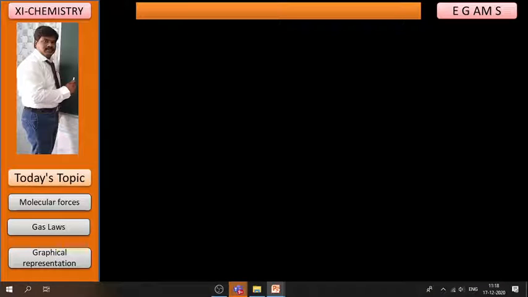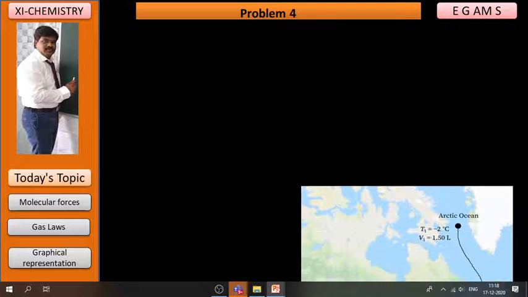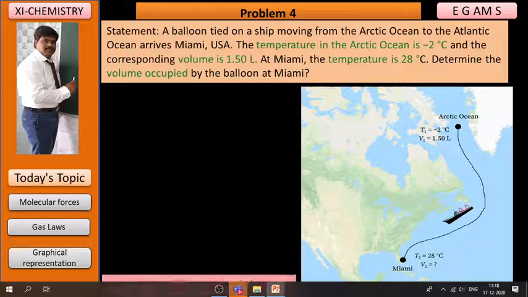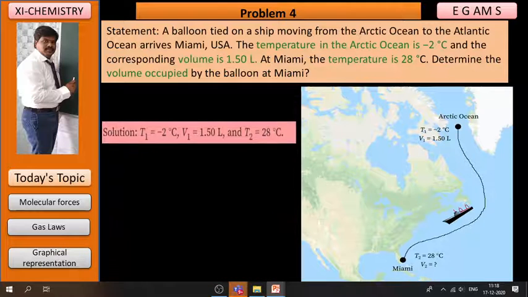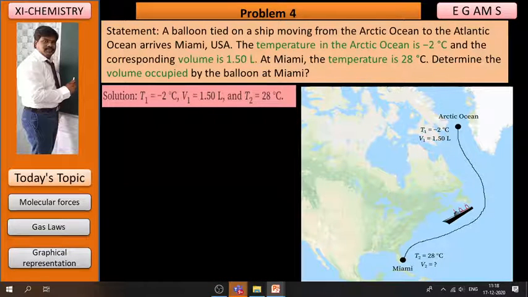55 degrees centigrade temperature is the answer. Next, one more question, problem 4. Look on the screen. Statement. A balloon tied on a ship moving from the Arctic Ocean to Atlantic Ocean arrives at Miami, that is in USA. The temperature in the Arctic Ocean is minus 2 degrees centigrade.